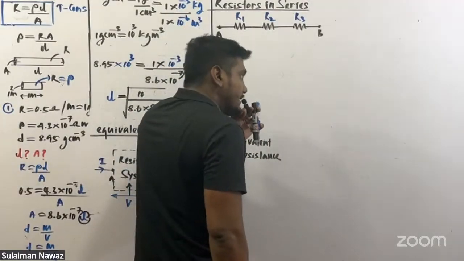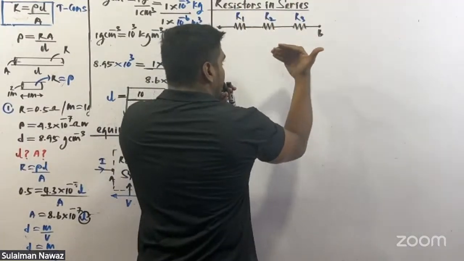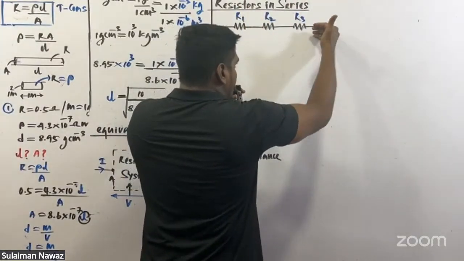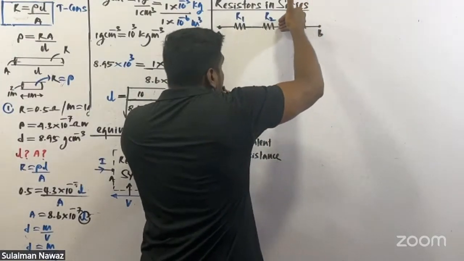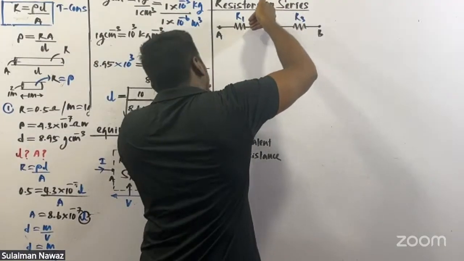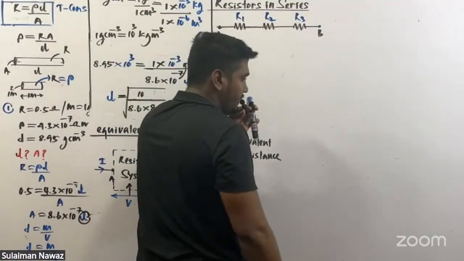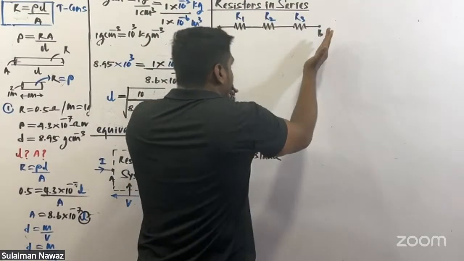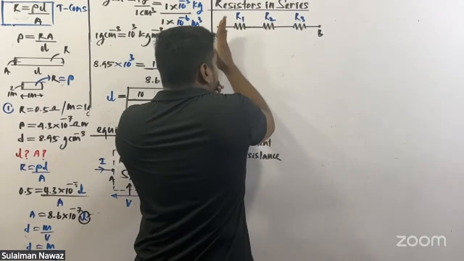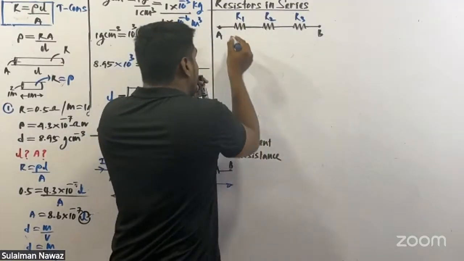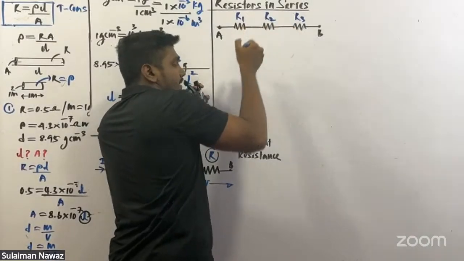For an example, just think that electrons are flowing from B to A. Then the electrons have to pass through R3, then through R2, then through R1, and only then can they come to point capital A, right? If the electrons flow to the left side, the direction of current would be from A to B. Therefore, remember, the current is passing through each and every resistor connected in series.